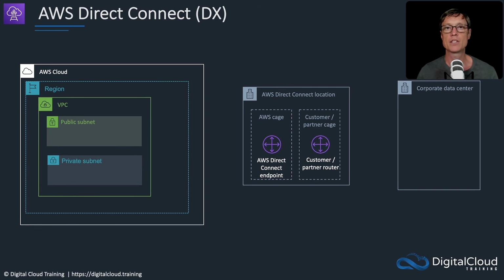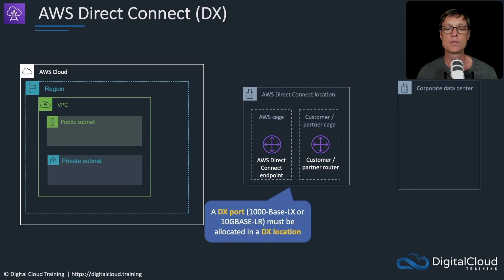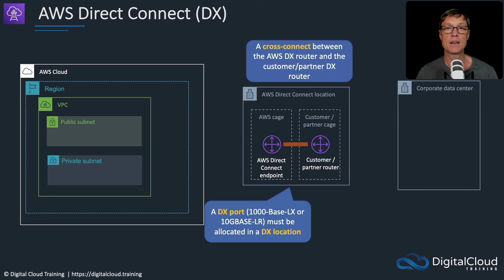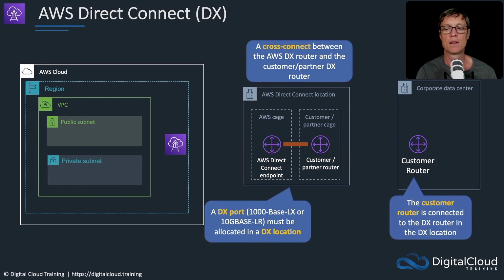Now, both of these cages will have a router. So we've got the Direct Connect endpoint on the AWS cage, and then in the customer or partner cage, we have the customer or partner router. And you must use certain types of connectors. A DX port is actually allocated for you. And then what you do is cross-connect between the customer or partner router and AWS. We then have a customer router actually in your data center and Direct Connect in AWS. And we can form the Direct Connect connection.